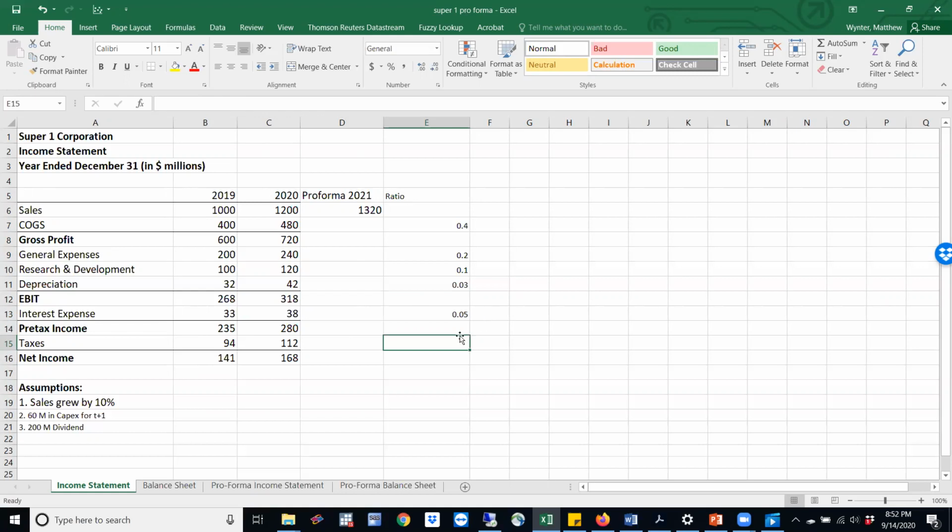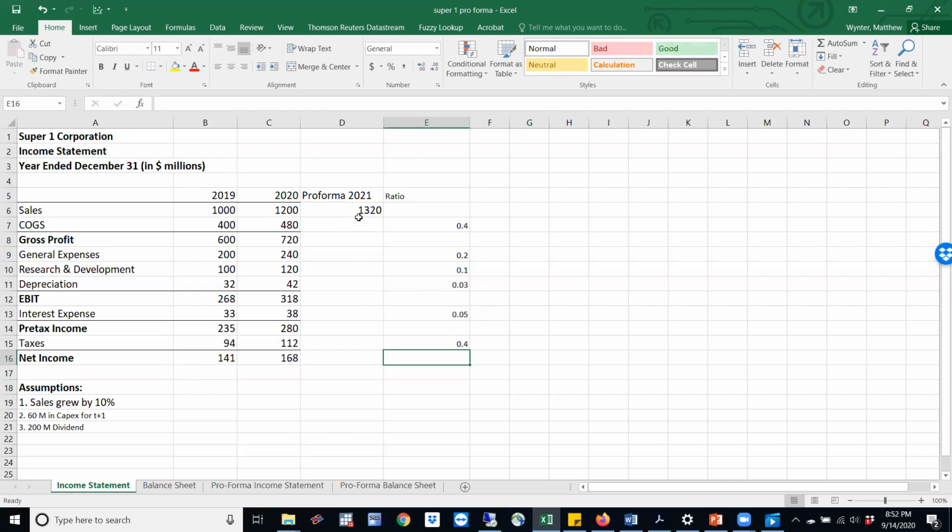Lastly, we have our taxes. So how are we going to do our taxes? Well, we know the tax that we paid, and we also know our net income. So we're going to assume it's going to be held fixed. So now we have everything that we need in order to complete our net income pro forma. So let's do it. What do I expect?